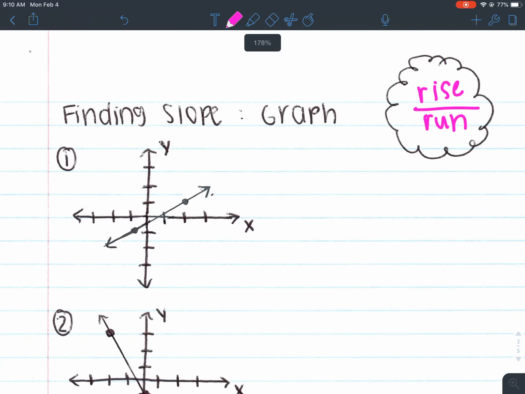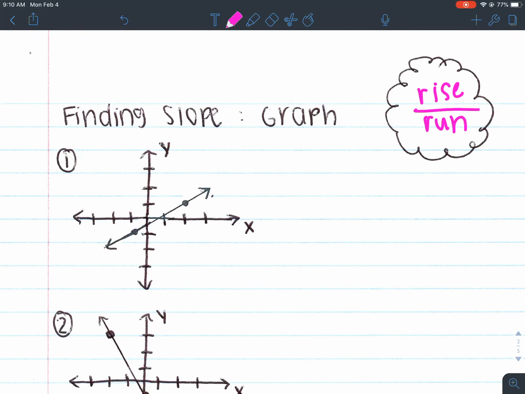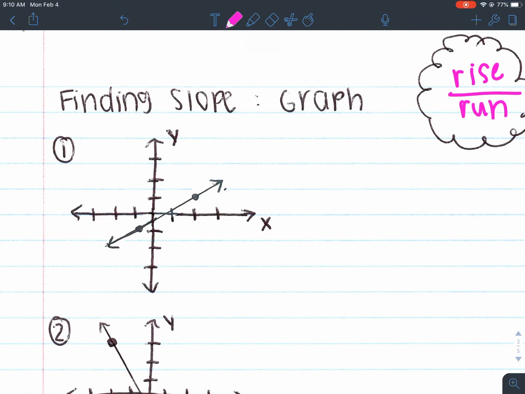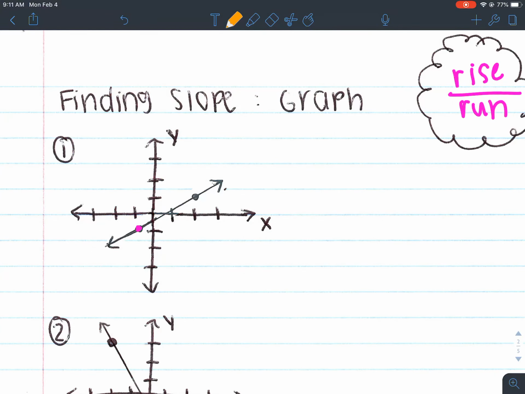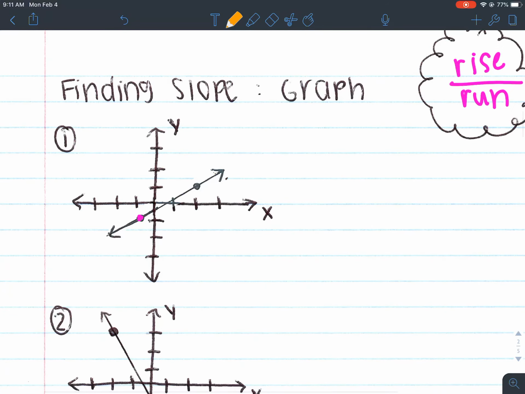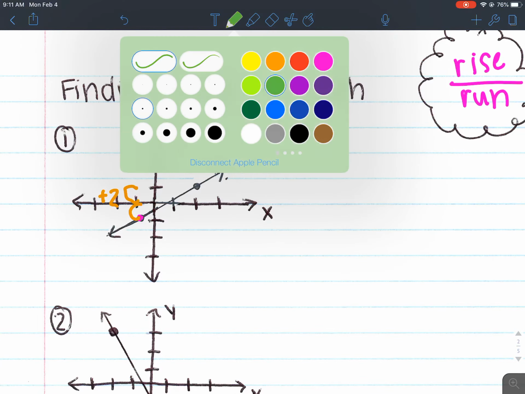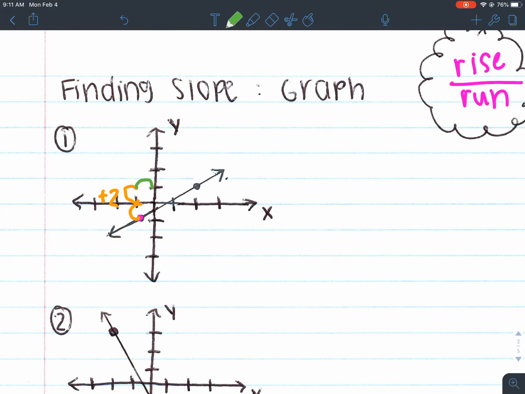Okay? Now, rising means we're going up or down, and running is left to right, right? When you run, you don't go up and down to run, you run across left to right. So first we're going to rise. So you want to start at a point. So I'm going to go ahead and start at this point over here that I highlighted in pink. And I'm going to rise. So let's see how many numbers I have to rise to get to the next point. So I have 1, 2. So I went up 2. And then to run, I'm going to go over 1, 2, 3.